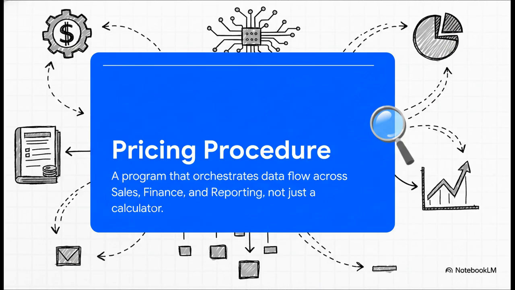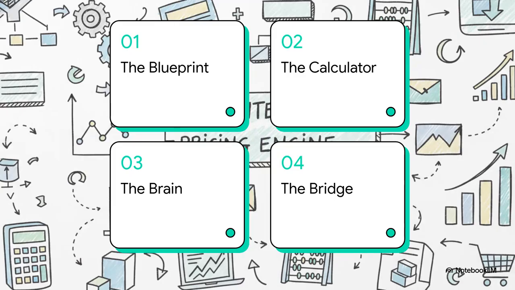Now, you've got to stop thinking of this as just a math tool. It's really a central control panel. It figures out the price, yeah, but it also tells the finance team where to record the revenue and tells the analytics team exactly how to report on profits. It orchestrates everything.